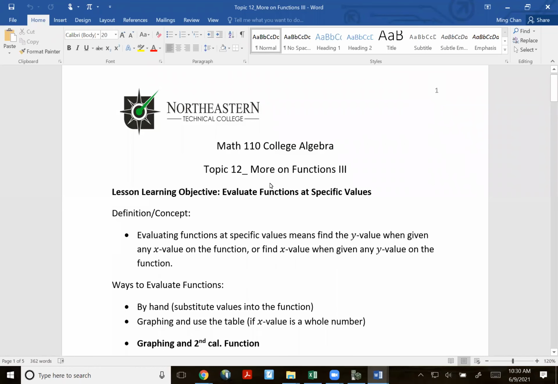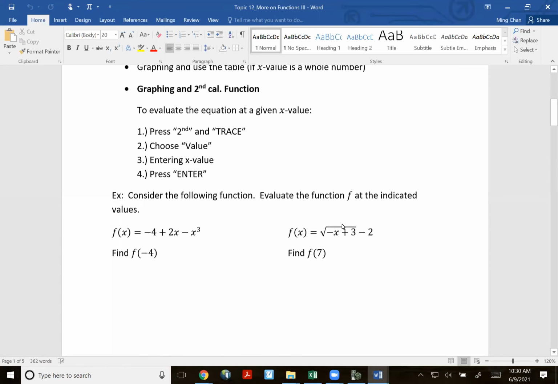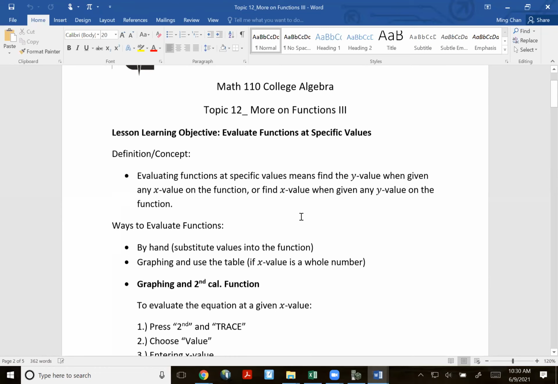All right, welcome to topic number 12, more on functions. In this particular topic, I want to go over how we can evaluate functions at a specific value, and we're also going to evaluate functions using algebraic expressions. All right, so let's do the value first.